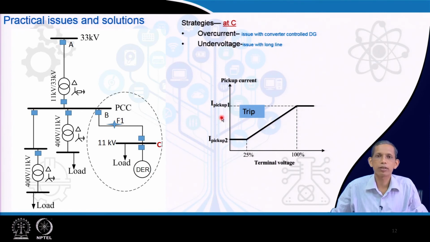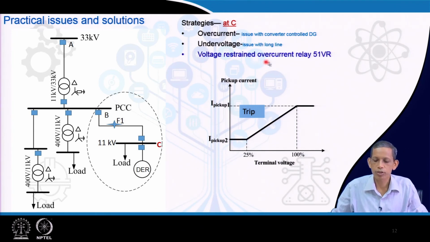So, in that kind of situation, a different approach is taken, called the voltage restraint overcurrent relay, used for different applications, but here it can be applied as the 51 VR. In this case the pickup current becomes an adaptive one. Depending upon the terminal voltage, that is at bus C, the corresponding pickup current depends upon the level of voltage.